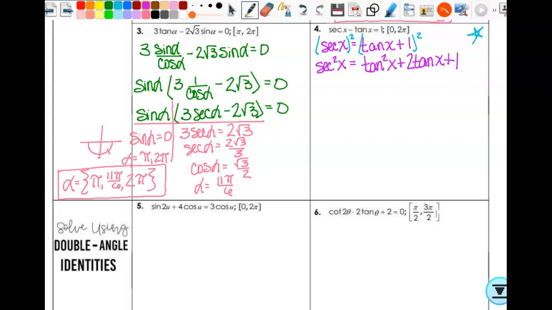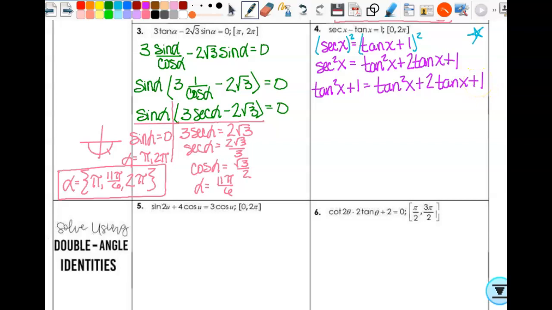So now that I have that, I have to decide if I want it in terms of secant or in terms of tangent. But I think since I have all this tangent stuff over here, I definitely want it in terms of tangent. So when I look at my reference chart, what do I replace secant squared with? Tangent squared plus 1. So this is going to be tangent squared x plus 1 equals tangent squared x plus 2 tangent x plus 1.